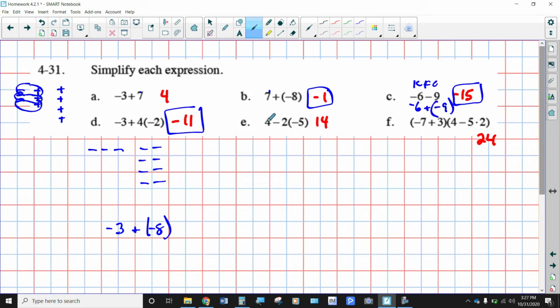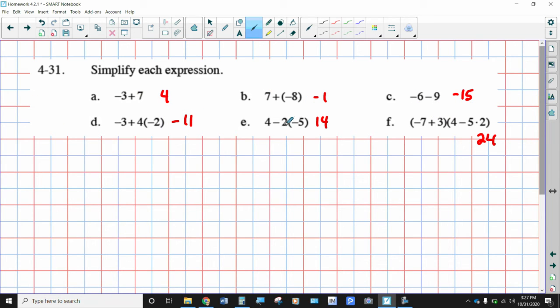Here you've got 4 minus 2 times a -5. So I think I'm going to change this to 4 plus a -2 times a -5. So we've got to do that first. Now, if you had chosen to do 2 times -5 first, then it becomes 4 minus a -10. And now you might want to choose to do KFC. So that becomes 4 plus a +10, and now you get your answer of 14.